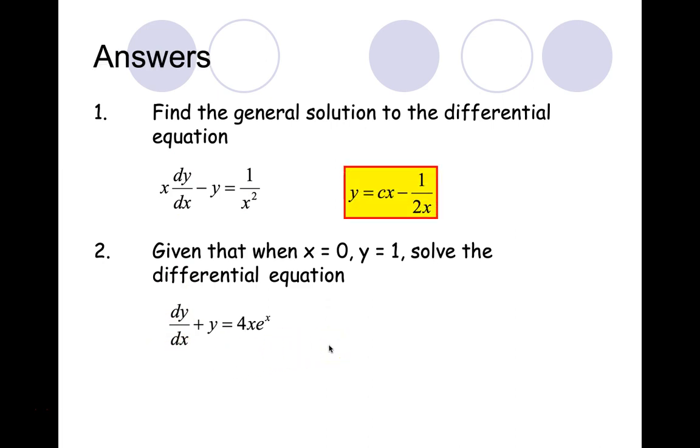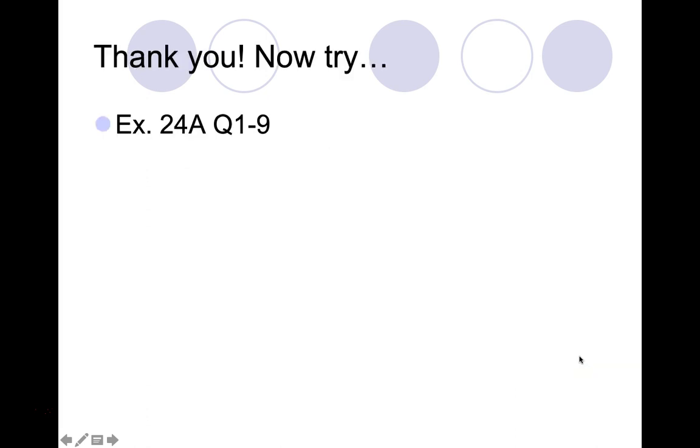Okay, you should get, for the first one, y equals cx minus 1 over 2x, where c is your constant of integration. For the second one, you should get y equal to x minus 1 e raised to the power x plus 2 e raised to the power negative x. There is no c in the second one because you have your initial conditions. Okay, you should try exercise 24 in your books, question 1 to 9.